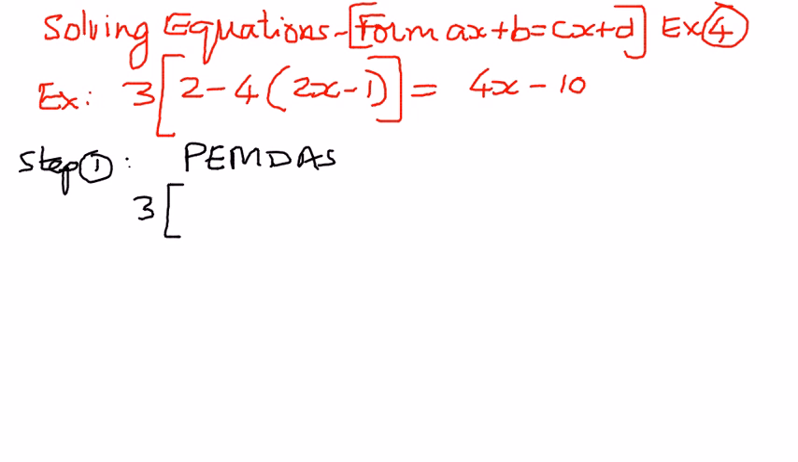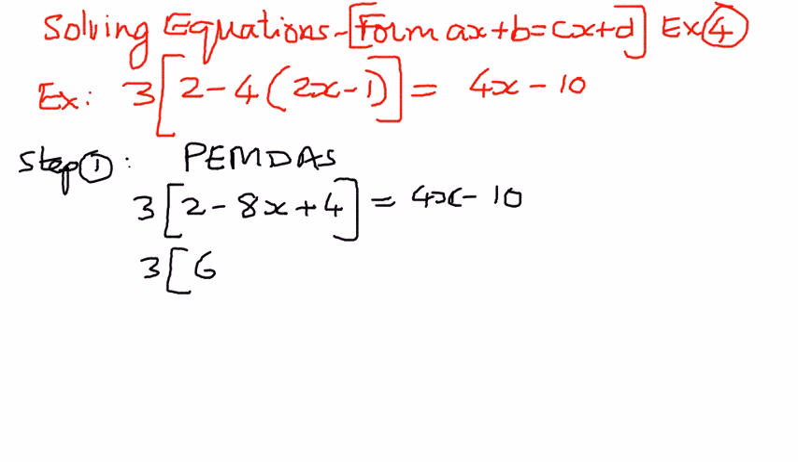So 3 open brackets, 2 minus negative 4 times 2x is negative 8x, negative 4 times negative 1 is positive 4, close brackets. So we simplified the terms inside the parentheses by distributing the negative 4 to every one of those terms, is equal to 4x minus 10. We can simplify some more the terms inside the brackets. So we have some similar terms there. 3 times 2 plus 4 is 6 minus 8x is equal to 4x minus 10.